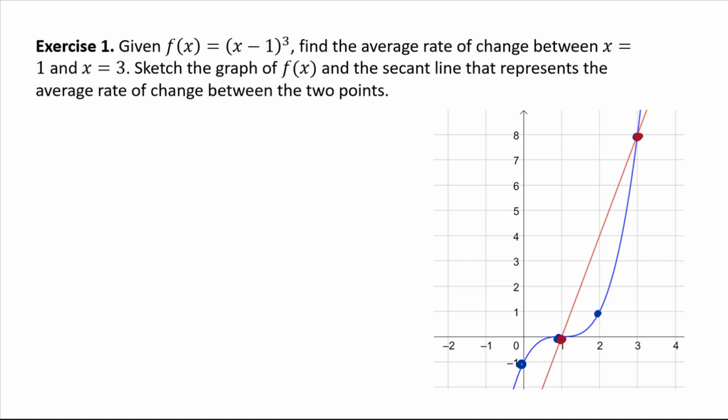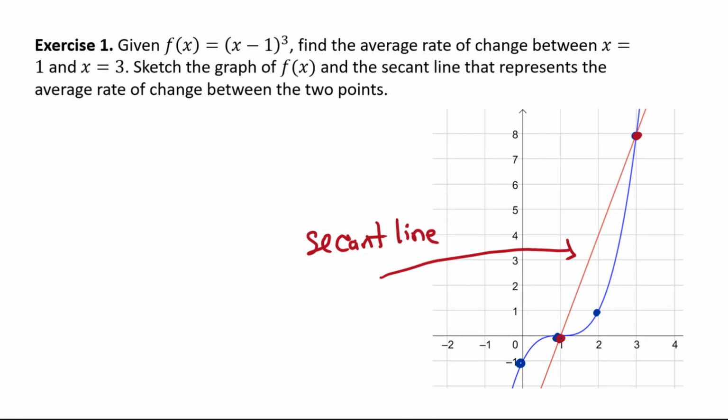And now we have the graph. The line is the secant line that gives the average rate of change. And we can see that while the function is increasing with a little bit of a curve, the secant line is just a straight line, and that gives us an average rate of change of the function between x equals 1 and x equals 3.